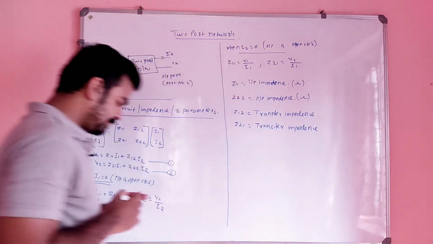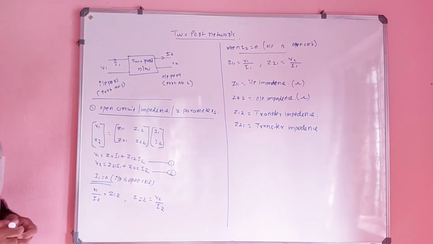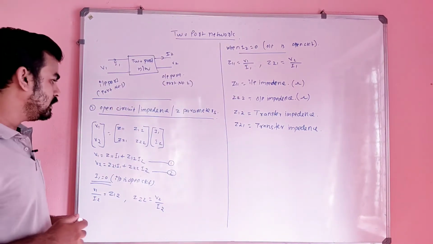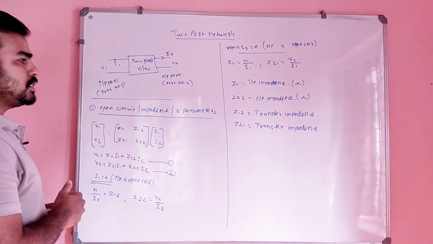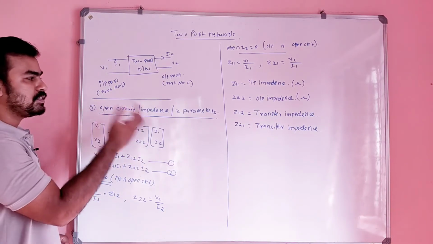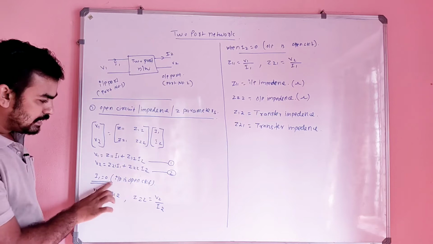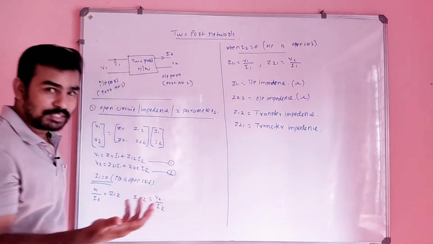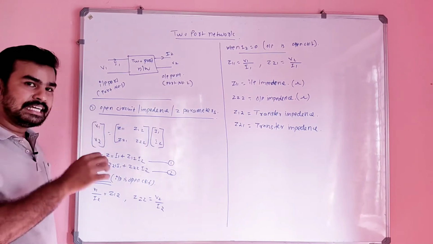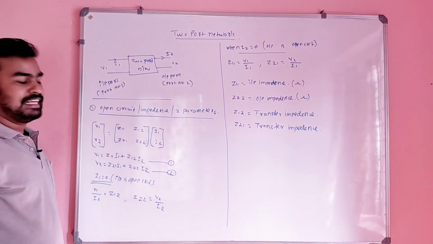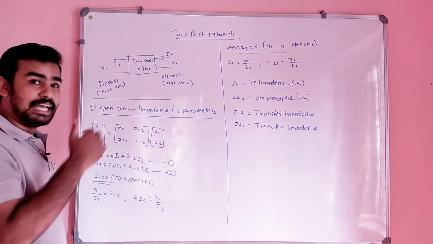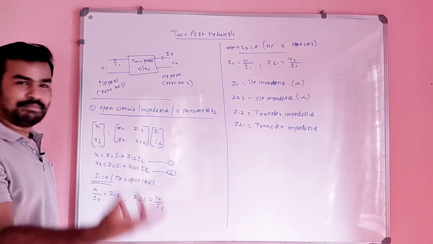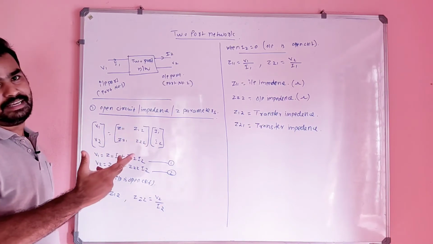Transfer impedance. Clear? So we can say our open circuit or impedance or Z parameter. Why the name open circuit? See, I1 is equal to 0, we are open circuit, no. I2 is equal to 0, we are open circuit, no. Only under the open circuited condition can these parameters be calculated: input impedance, output impedance, transfer impedance.